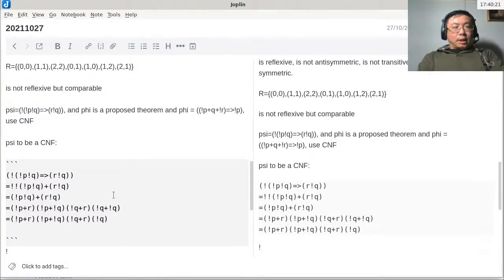Alright, so we got this one done, and the next thing we want to do is to turn the negation of the theorem into a CNF. So this is the theorem. The proposed theorem is phi, and we want to negate that.